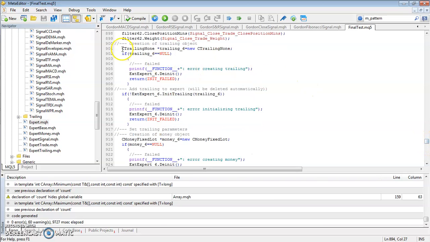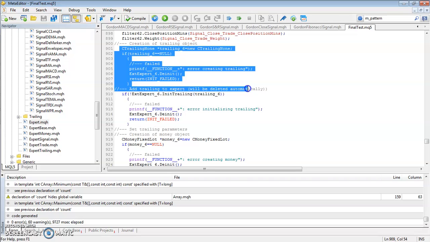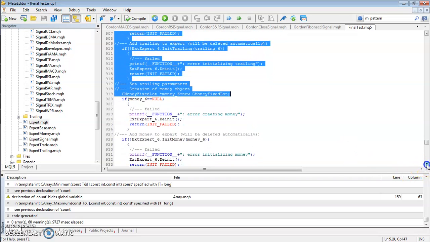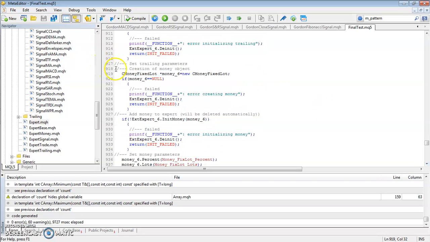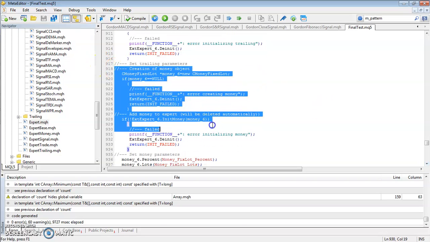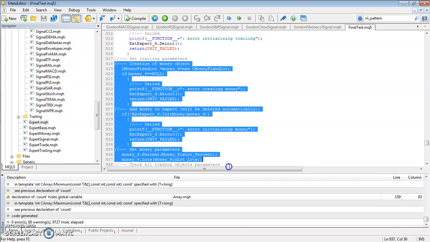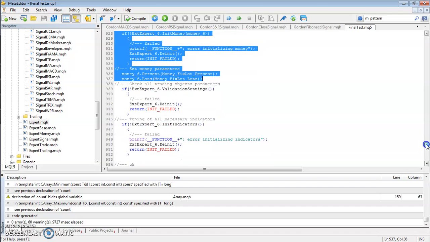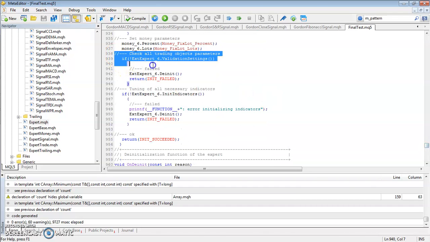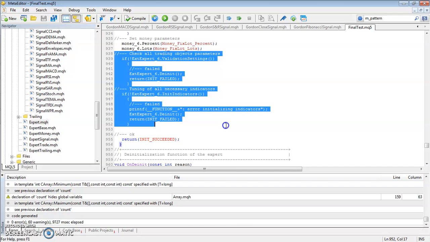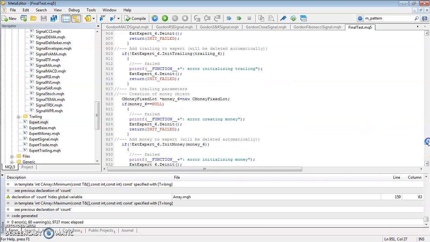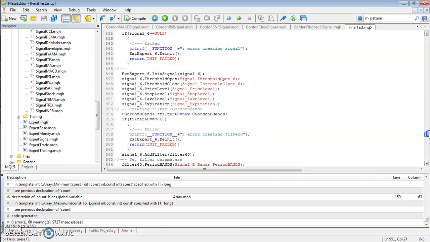And trailing, keep going down, this is the money object. So here, and the validation trading object, and the indicators that will be calling. So that's pretty much the same throughout every other combination.